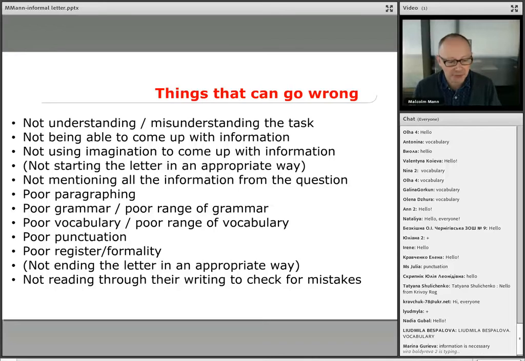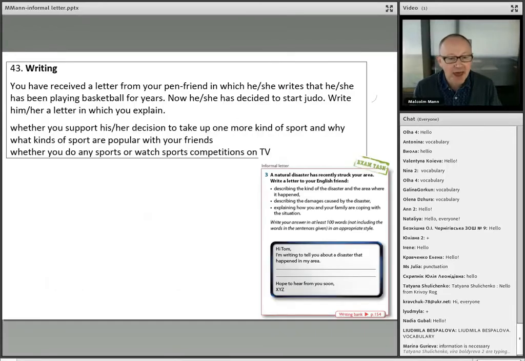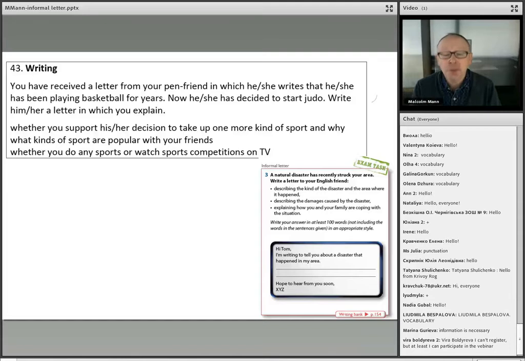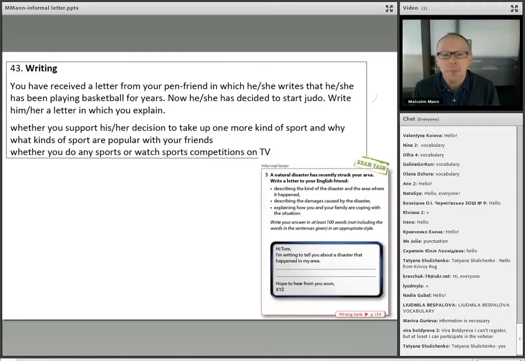Paragraphing, I think, is important. With that particular task there, we've got three main things we need to include: whether you support the decision and why, the kinds of sports that are popular with your friends, and whether you do any sports or watch sports on TV. So that could be 3 paragraphs. It could be 2 paragraphs, I think, maybe 1 paragraph for the decision and the reason, and then another paragraph about you and your friends. But I certainly think it shouldn't all be in 1 paragraph.